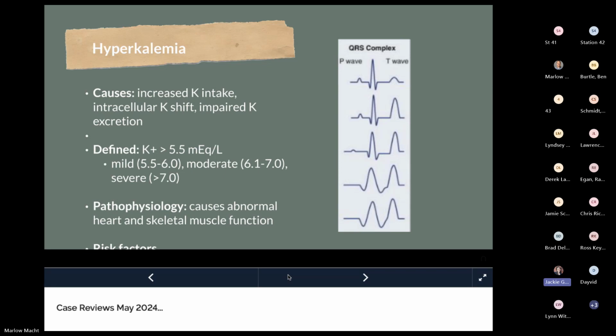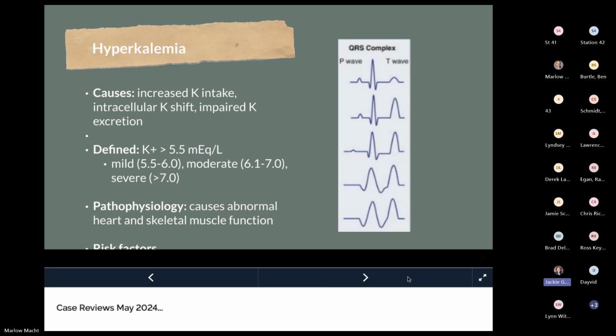All right, so defined as any potassium above 5.5, mild is 5.5 to 6, moderate is 6.1 to 7, and severe is greater than 7. So looking at this, normal complex on the top one, as we go to higher levels of potassium from top to bottom, you start to see a peaked T wave, widening QRS, as well as the continued widened peaked T wave, and then further progression to a pattern that looks like a sine wave that eventually deteriorates to asystole.